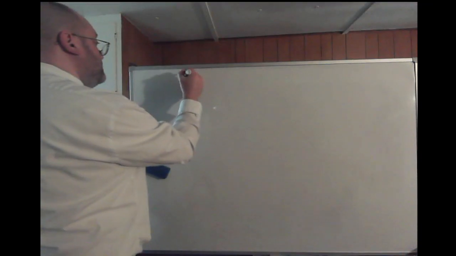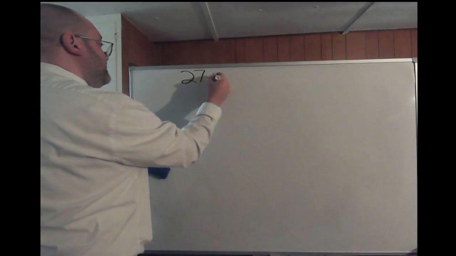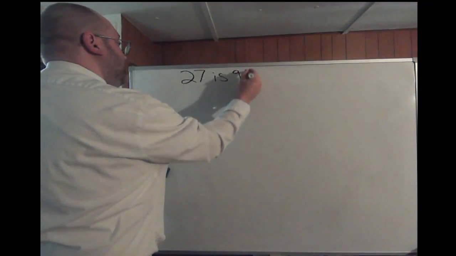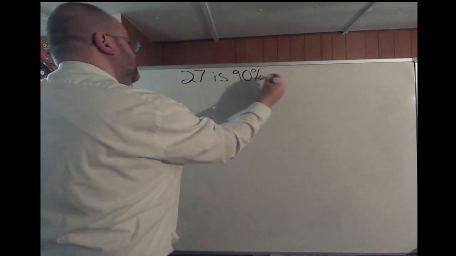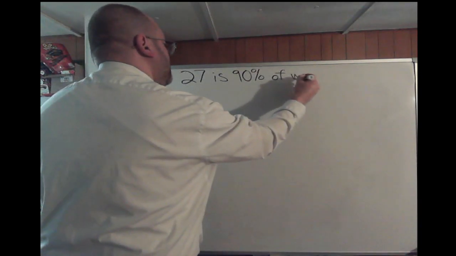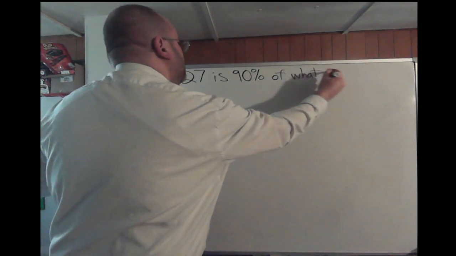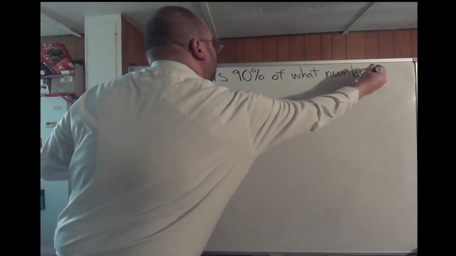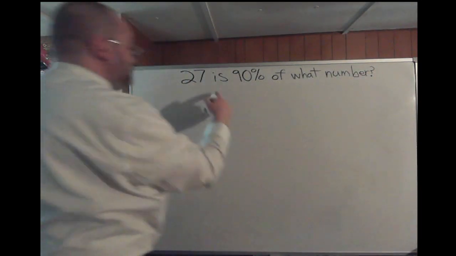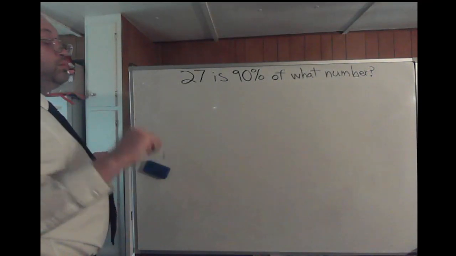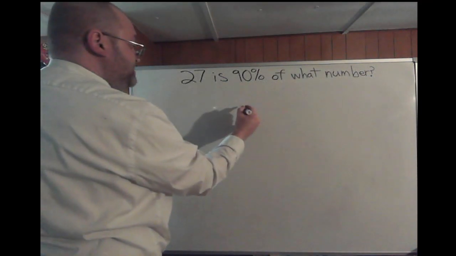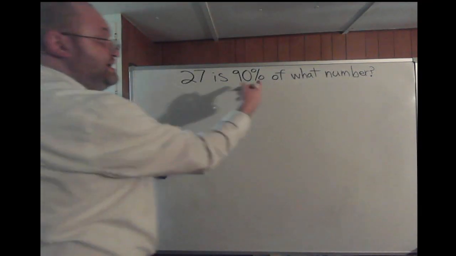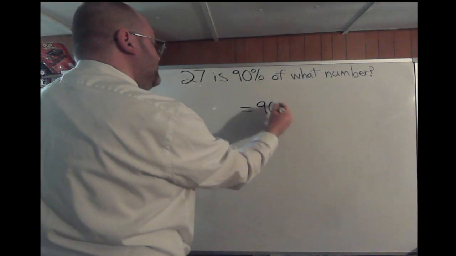Three more problems. 27 is 90% of what number? Well, what should be clear is it's 90%. So the ratio on the right hand side, 90%, that just simply means 90 out of 100.